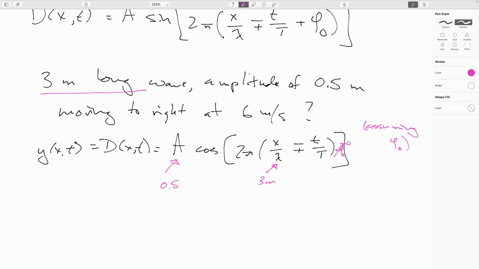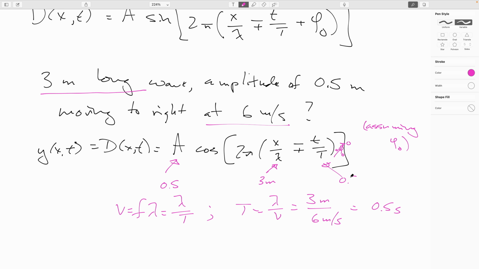So really all that's left for us to do is to find the period, and then we would be good to go. So to get the period, I can say, well, the speed of a wave is frequency times the wavelength, or it's the wavelength over the period. So the period would be the wavelength over the speed of the wave. They gave us that the wavelength was 3 meters. And they told us it was going to the right at 6 meters per second. So that's half of a second. So, okay, my period is half a second.